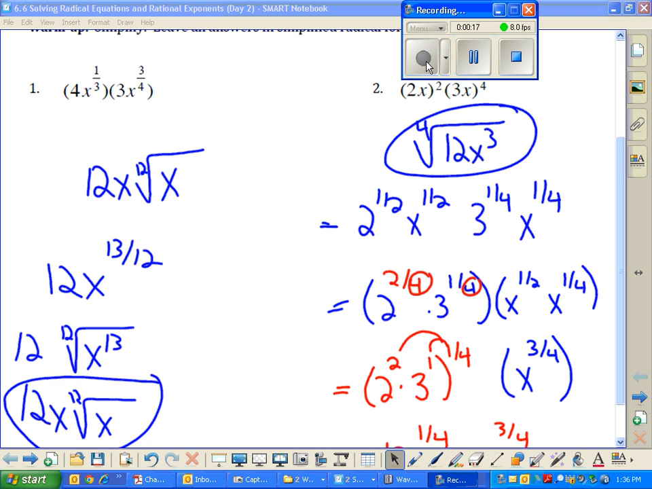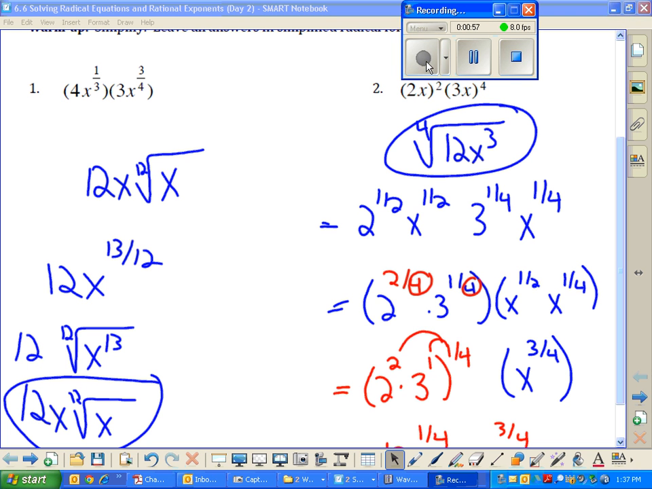If you have a rational exponent, like 12x to the 13/12ths, that is a correct answer, but because the directions said leave your answer as a simplified radical, you had to go a little bit further. 12 is raised to the first power, and x is raised to the 13/12. So the only thing that has a radical around it is the x. I did the 12th root of x to the 13th, and then asked myself, how many times does 12 go into 13? The answer is 1. So I get 12x times the 12th root of x.